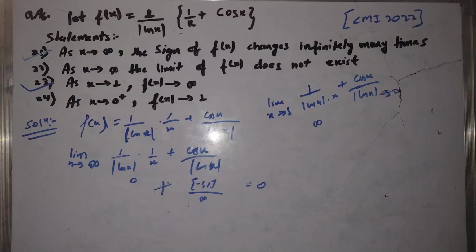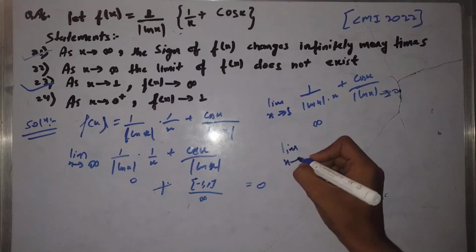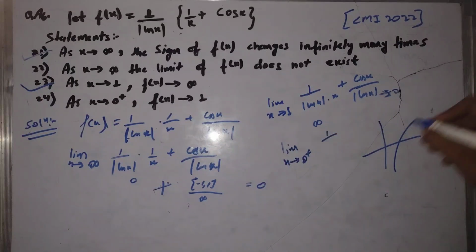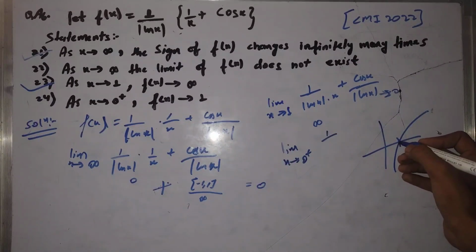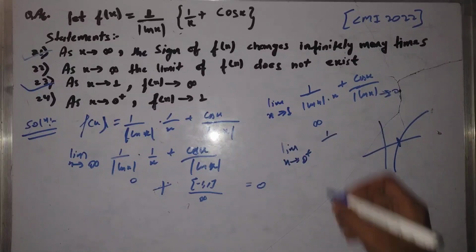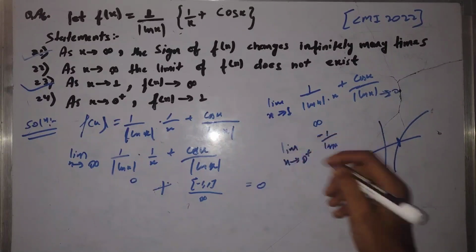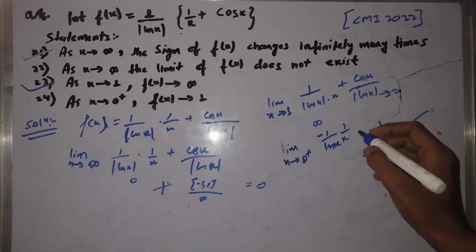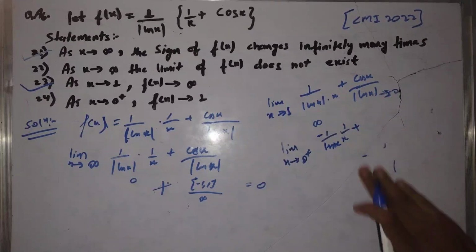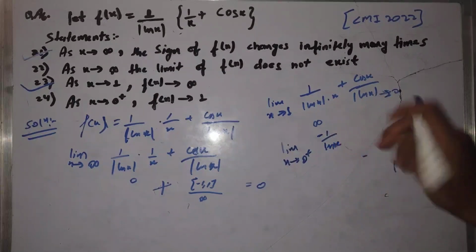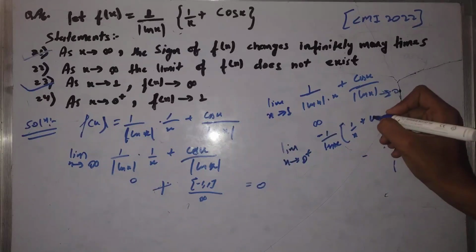Statement 24 says that at x tends to 0 plus, f(x) tends to 1. We can find that: limit x tends to 0 plus of f(x) is 1 upon modulus of ln x. In the graph of log, this point is 1, so for every value of x in 0 to 1, log is negative, so the modulus will open with a negative sign, and this is ln x into 1 upon x plus cos x upon ln x.